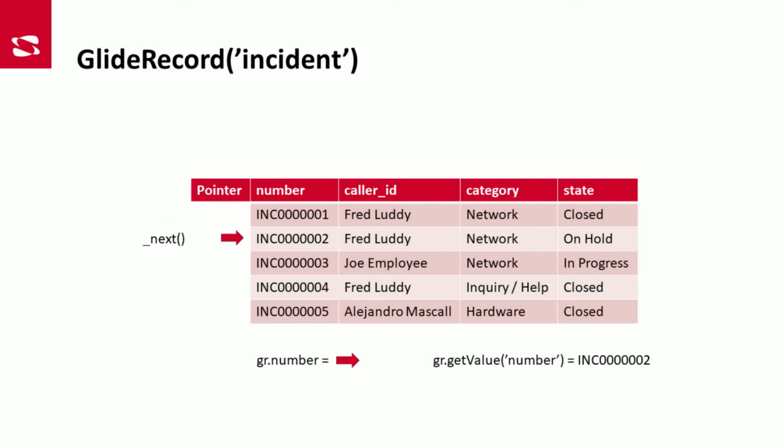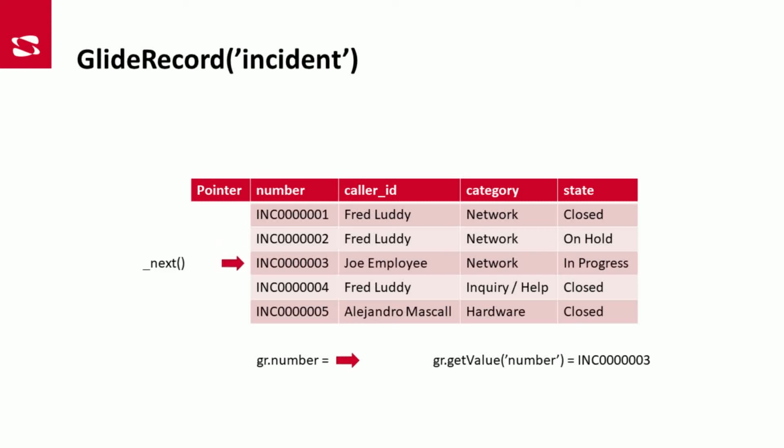When we call the next function again, the GlideRecord object will find the second incident record and move the pointer to that record. Again, when calling gr.number, we get a reference to the same pointer and whatever it points to now, while gr.getValue will give us a string copy of the value the pointer currently points to.